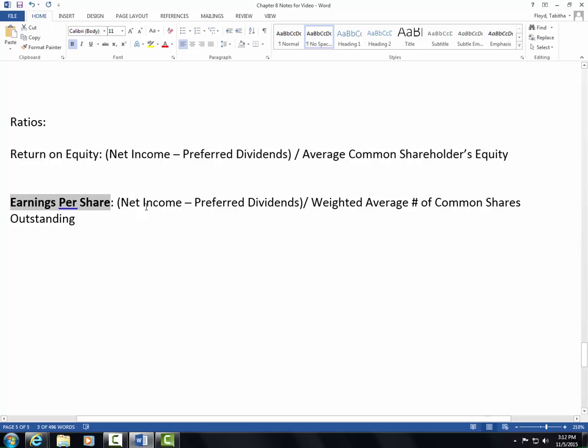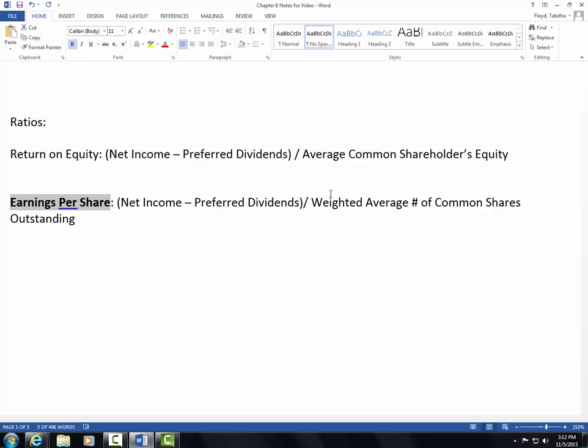And the way you calculate it is net income minus preferred dividends. So the numerator is the same as for both of these. The denominator is not a dollar amount. It's the weighted average number of common shares outstanding. So we want to look at how many shares the company had outstanding. If it was the same amount of shares all year long, then that's the amount of shares that we're going to use in the denominator.